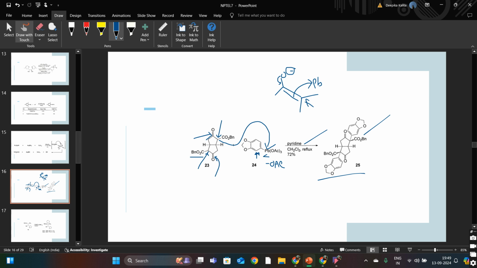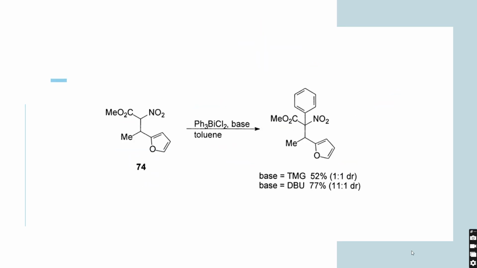Okay, so this is how lead triacetates are used for transferring aryl groups to substrates of this kind, which contain either an active methylene compound or highly acidic protons. Similar reactivity can be expected from bismuth reagents of this type.